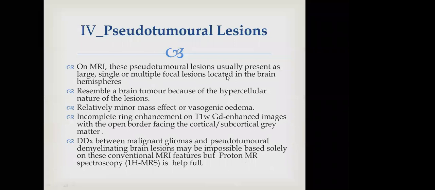This pseudotumor lesion usually presents as a large single or multiple focal lesion located in the brain hemisphere, resembling a brain tumor because of the hypercellular nature of the lesion, relatively minor mass effect, and perilesional edema. Incomplete enhancement on T1 gadolinium enhancement, open border facing the cortical or subcortical white matter. The differential diagnosis between malignant glioma and pseudotumor demyelinating brain lesion may be impossible on conventional MRI, but proton MR spectroscopy may be useful.